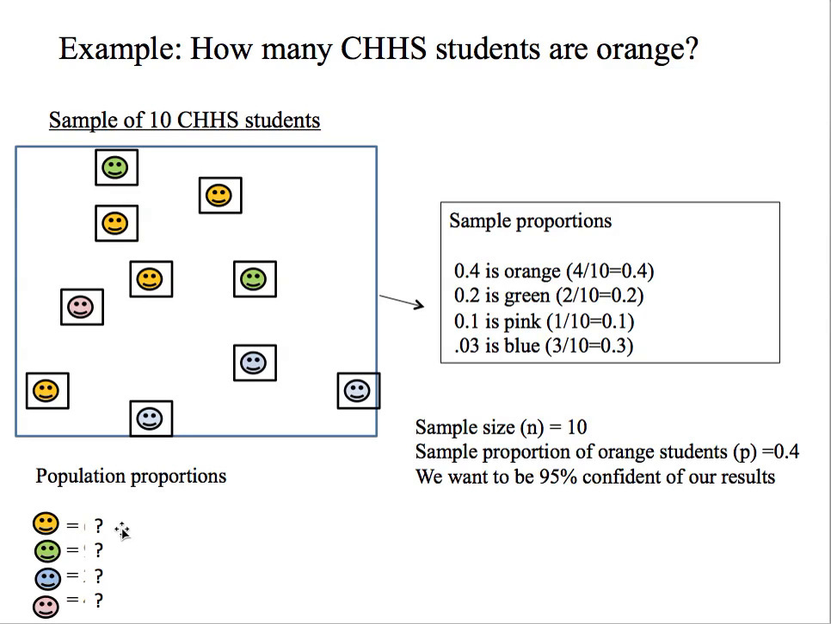Now, we don't know what the population looks like. Right? We will never be able to observe what it is. But suppose we want to calculate the proportion of orange students in the population. Our sample size here is 10. We collected 10 students from the population, and we did it randomly. The sample proportion of orange students is 0.4. Right? 40% of students in our sample are orange. And suppose we want to be 95% confident of our results when we talk about the population of students who are orange.